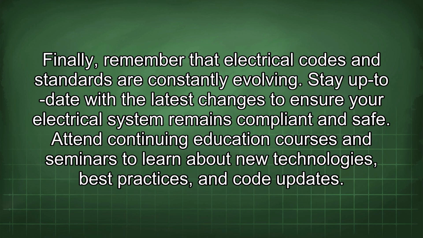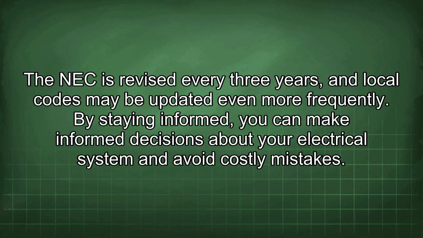Finally, remember that electrical codes and standards are constantly evolving. Stay up to date with the latest changes to ensure your electrical system remains compliant and safe. Attend continuing education courses and seminars to learn about new technologies, best practices, and code updates. The NEC is revised every 3 years, and local codes may be updated even more frequently. By staying informed, you can make informed decisions about your electrical system and avoid costly mistakes.